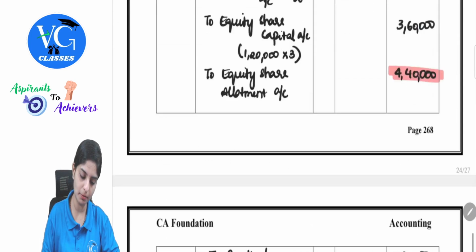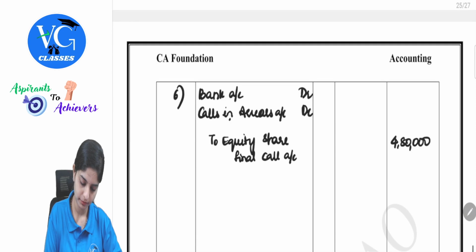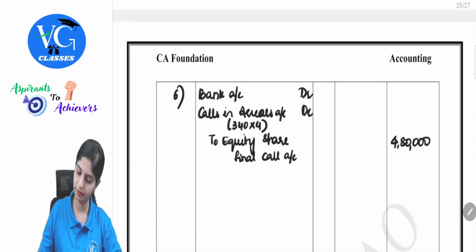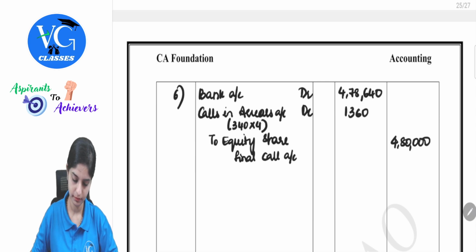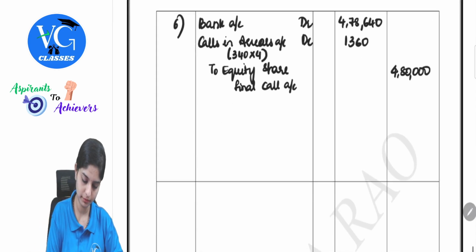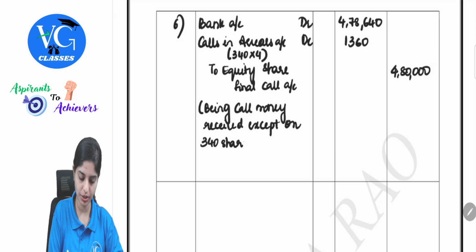So how much is the final call money? Final call money is 4 rupees. 340 into 4. This will be 1,360. 78,640. Being call money received except on 340 shares.